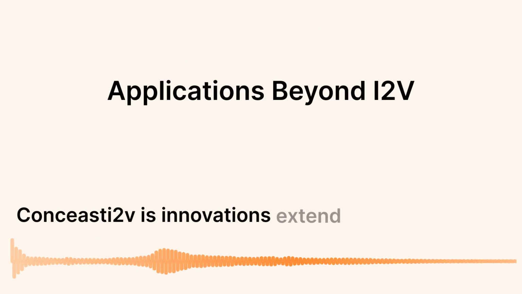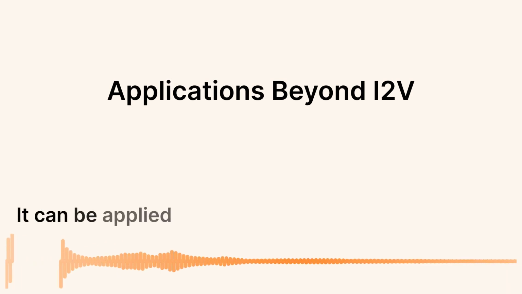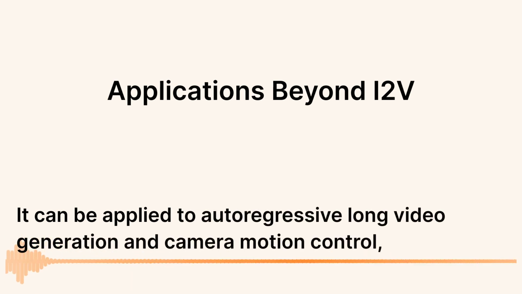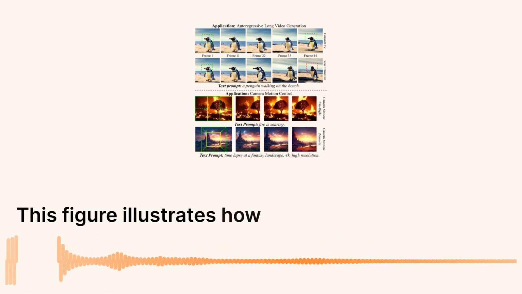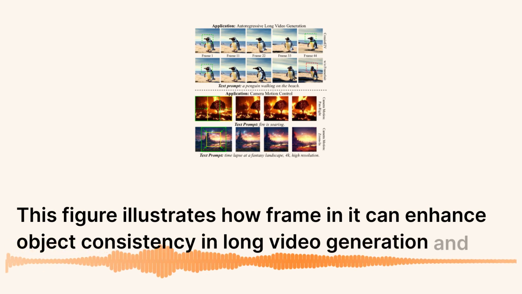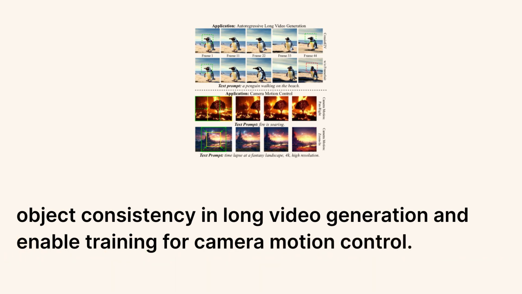ConsistI2V's innovations extend beyond I2V generation. It can be applied to autoregressive long video generation and camera motion control, demonstrating its versatility. This figure illustrates how FrameInit can enhance object consistency in long video generation and enable training for camera motion control.